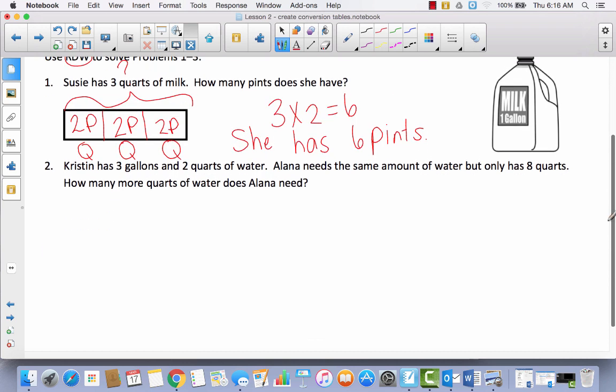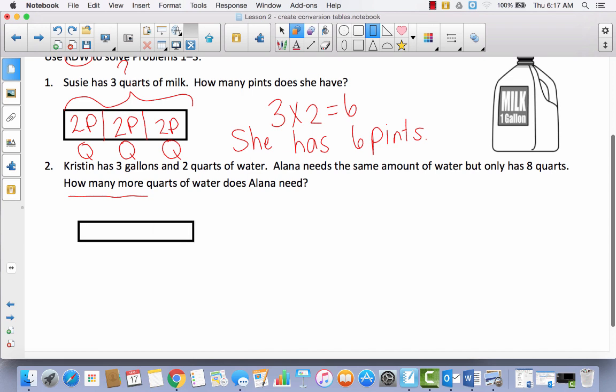All right, let's try number 2. Kristen has 3 gallons and 2 quarts of water. Alana needs the same amount of water but only has 8 quarts. How many quarts of water does Alana have? Now, is this a total problem like we had in number 1, or are you hearing some comparison words? I'm hearing some comparison words too. I'm hearing how many more. So that tells me that I'm going to have to draw my tape diagram so that I can compare.